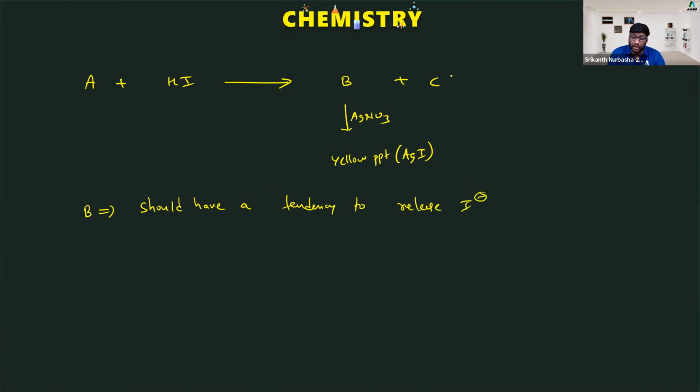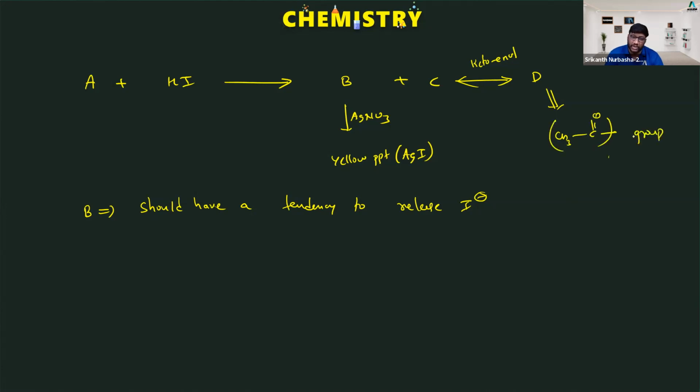C is undergoing tautomerization to form D. That means the keto-enol form, because based on the options given, only the keto-enol form is possible. And D is giving the iodoform test, which means it should contain a CH3 C double bond O group.